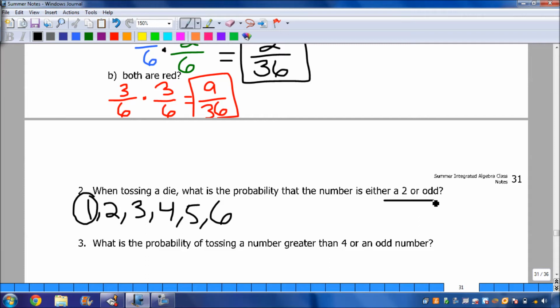Does 2 satisfy this condition? Yes, because it says it could be 2 or odd. 3 satisfies because it's odd. 4 does not satisfy because it's neither 2 nor odd. 5 does satisfy because it's odd, and 6 does not satisfy. So the answer to this question is 4/6.